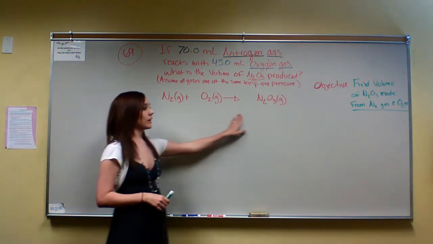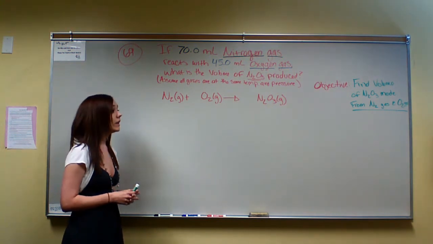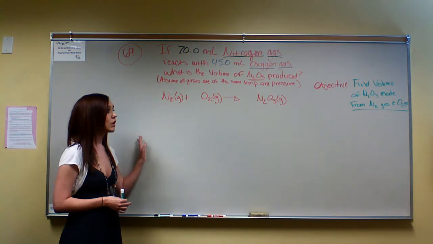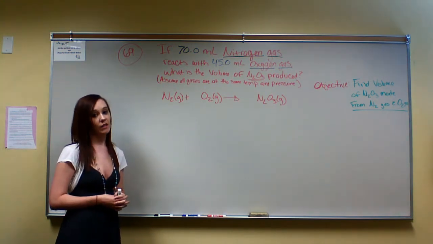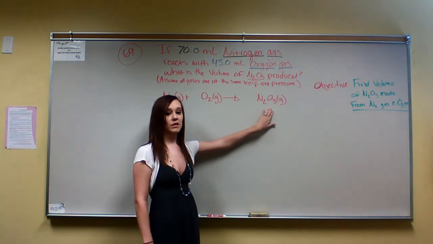So we're going to go ahead and look at our given equation that we have. As you can see, it's not balanced. So we need to balance our equation. To balance equations, you want to pick out the most complicated looking one in the formula. So I'm going to say that this is the most complicated, so this is where we're going to start.